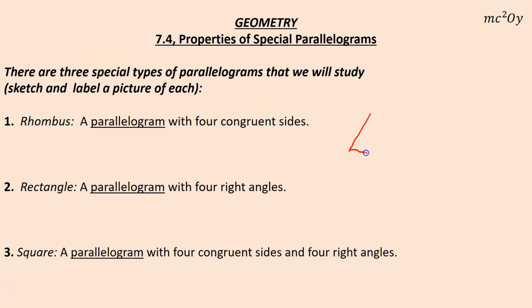A rhombus is a parallelogram with four congruent sides. So I'm going to do my best, kind of typical rhombus drawing. Now they can look different. Let me see if I can actually draw a rhombus without making my lines completely wavery. There, okay. So we've got a rhombus, all four sides congruent. And it's a parallelogram, so opposite sides are also parallel.